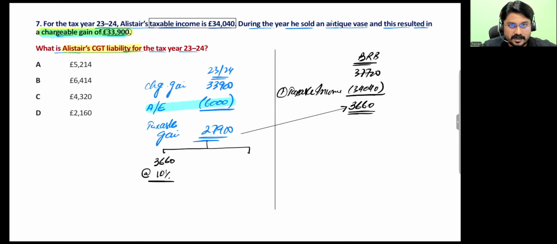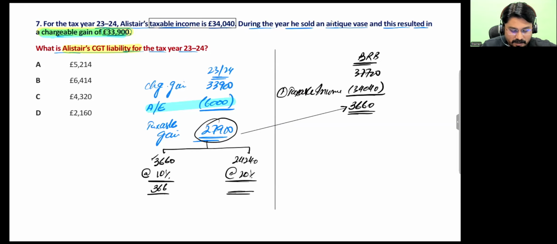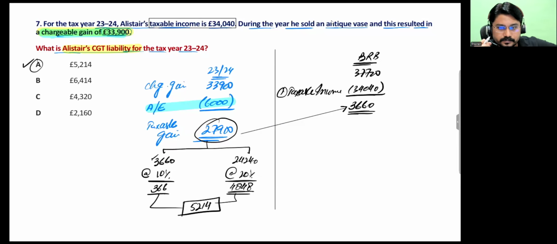They are subject to tax at the lower rate of CGT, and 3,660 is the liability. Whereas from 27,900, if we deduct 3,660, the difference is 24,240. On these gains, the high rate is applicable. The high rate of CGT is 20%. So 24,240 into 20% gives us a value of 4,848. The sum of these two, 3,660 and 4,848, is 5,214, and the correct option is option A.